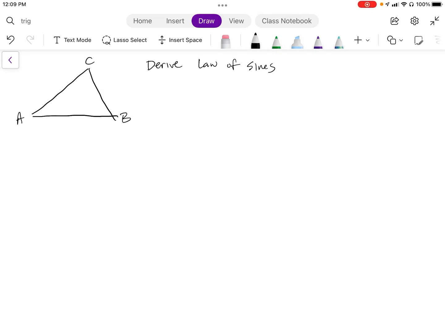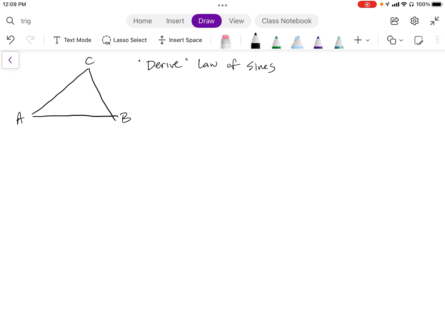We're going to take a look at where the formula for the law of sines comes from. So we are going to derive it, which means we're not proving it. I don't have the law of sines; I'm showing actually where it comes from. All right, I'm going to use the triangle here, triangle ABC, but it's a generic triangle.